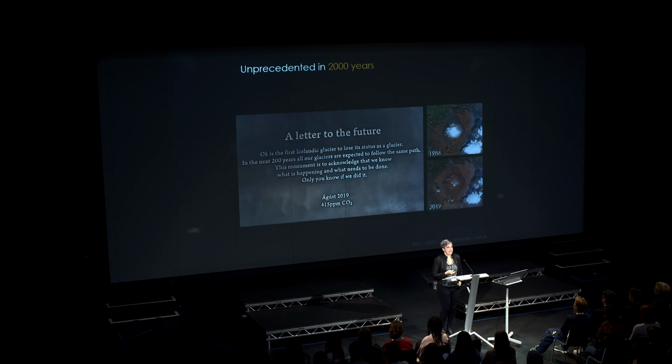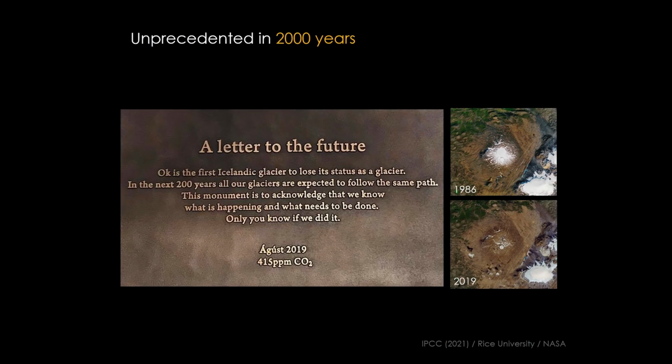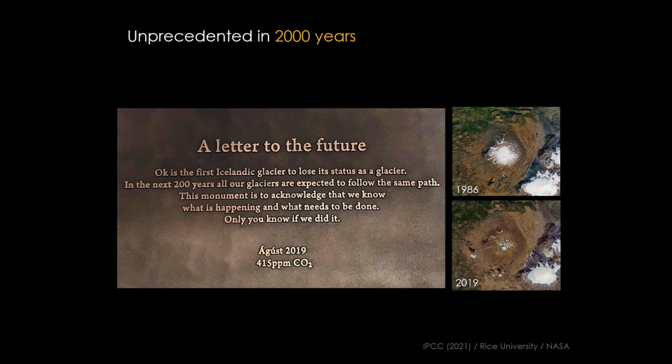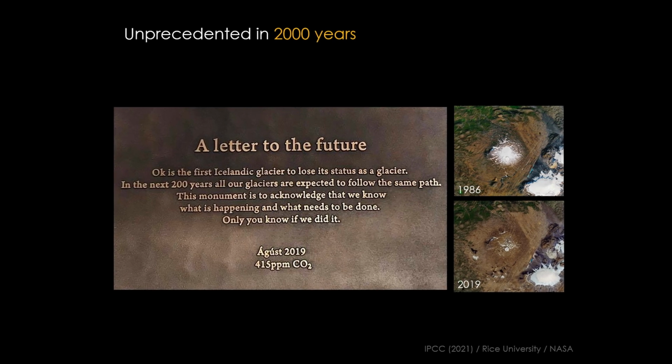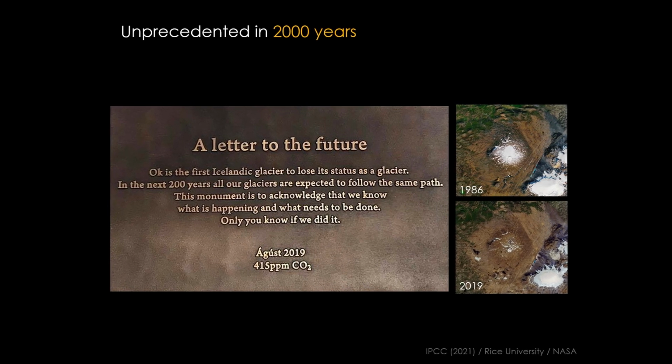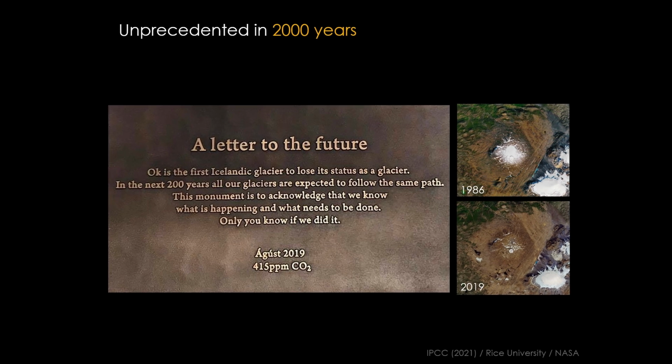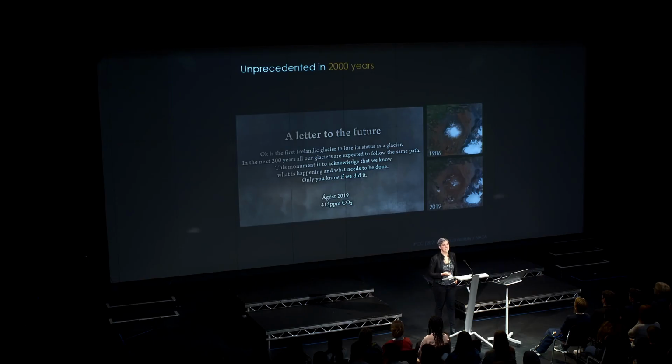This is a little glacier in Iceland. This is called Ok. And that glacier was the smallest in Iceland, and unfortunately, a few years ago, it disappeared. The smallest glaciers are the most vulnerable. And actually some artists put up a plaque saying goodbye and marking its loss. You can see the words here. "This monument is to acknowledge that we know what is happening and what needs to be done." So they really wanted to mark the occasion for future generations.